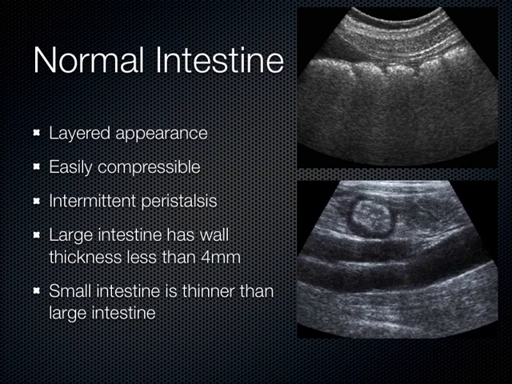Normal intestine looks like this. It has a layered appearance, it's easily compressible, and it should intermittently peristalse. The large intestine's wall is less than 4 millimeters, and the small intestine, everybody argues about it, but it's less than 4 millimeters also, probably closer to less than 3 millimeters, but definitely thinner than the large intestine. Keep in mind that on ultrasound, the colon has that typical haustra, and the right hemicolon is usually filled with stool and gas, whereas the left hemicolon is usually found in a somewhat contracted condition.